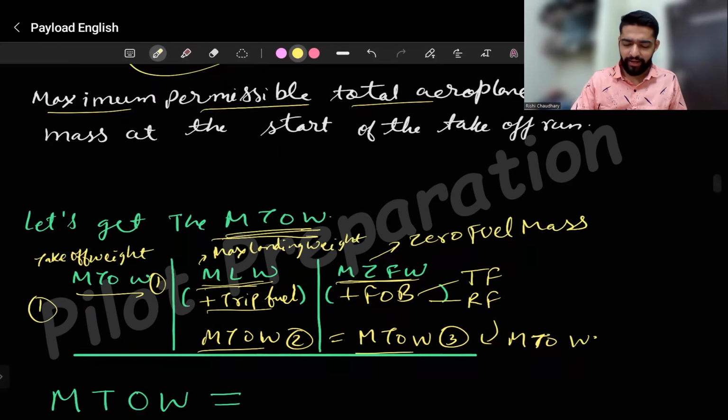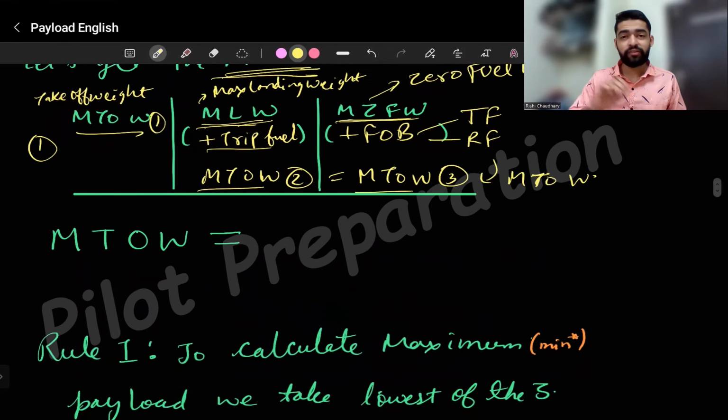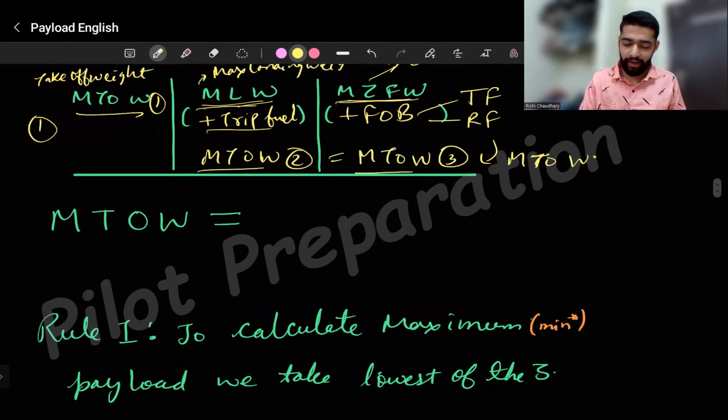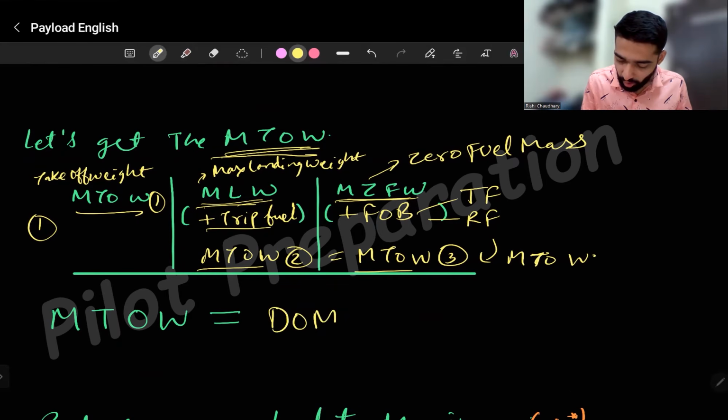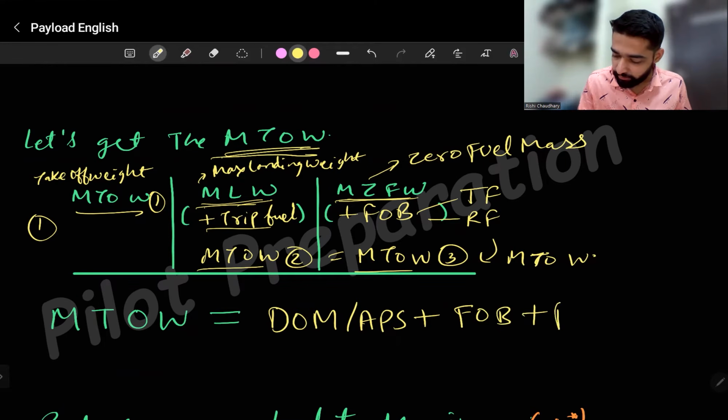Now that I have the variety, I will first write the formula and then I will tell you why I needed the variety. Okay, so the maximum takeoff weight formula is dry operating mass or APS plus FOB, which is fuel on board, plus payload.